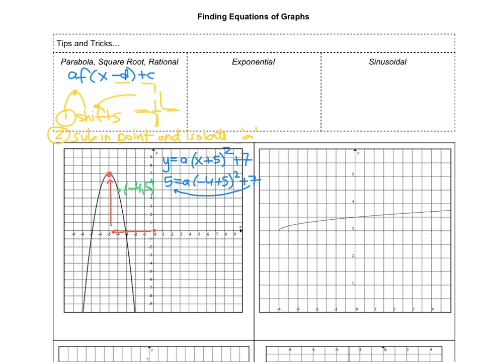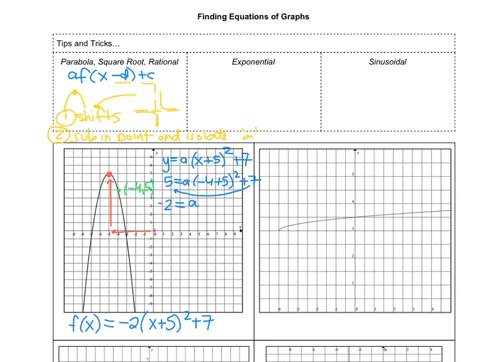So I have 5 minus 7 is -2. And then -4 plus 5 is 1, and 1 squared is still 1. So there's nothing for you to divide out. The a value is -2. So we can put this all together, and I am going to bring back my function notation and write f of x equals -2 times (x plus 5) squared plus 7. And there's your parabola. Let's try the square root.